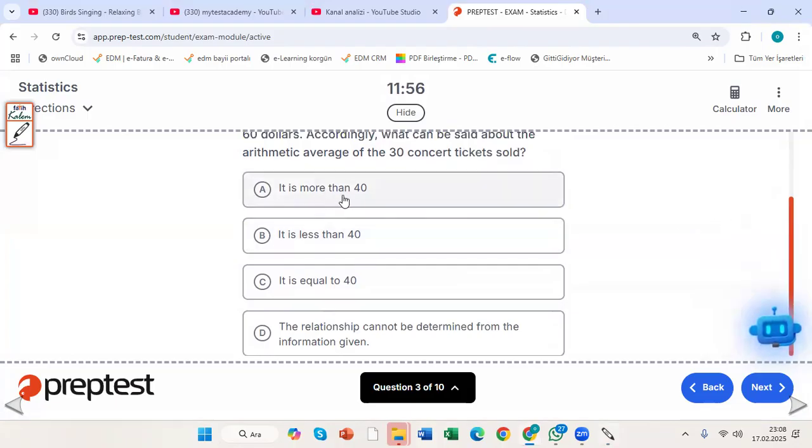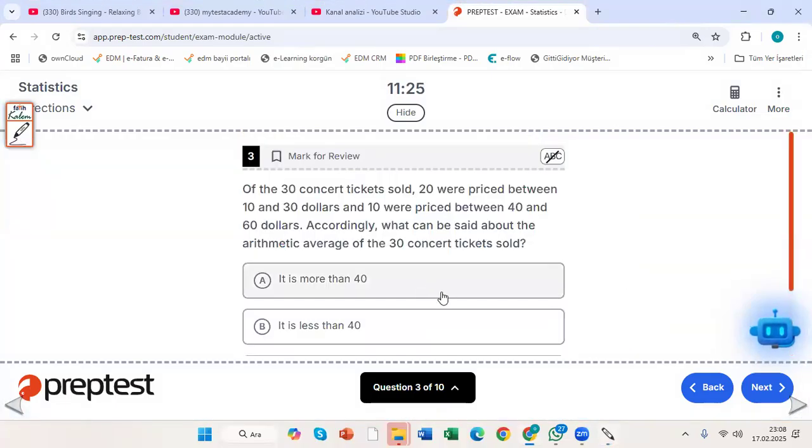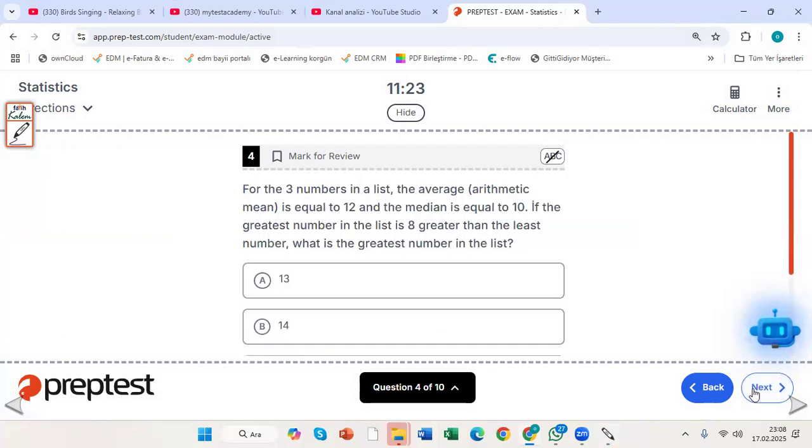Okay, so let's check the options right now. It says that it is more than 40. No, it is less than 40. It equals 40. The relationship cannot be determined. As you can realize, our arithmetic average of those 30 tickets is between $20 and $40. That's why option B is true according to this question. Can everybody understand it? Yes, sir. Okay, let's check this question again.